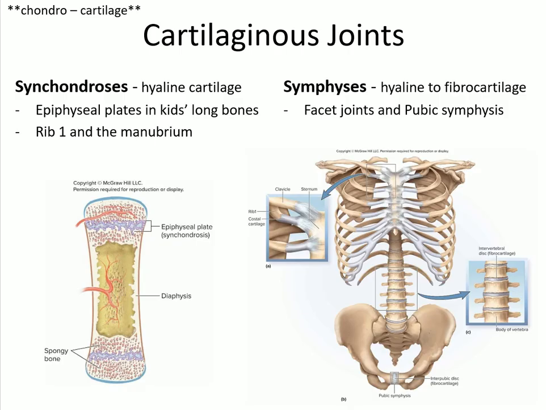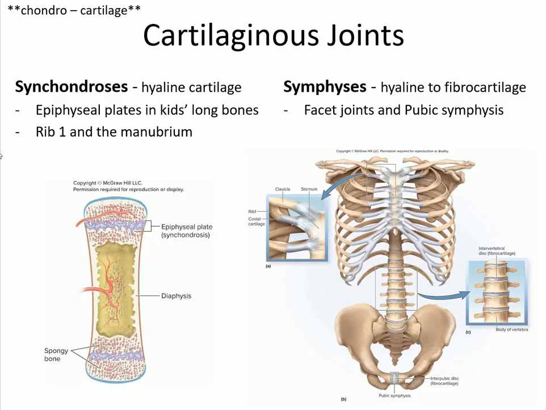synchondroses, so hyaline cartilage. So this is in the epiphyseal plates. So remember, those are our growth plates in kids' long bones. So right here, growth plate right there, growth plate right there. That's hyaline cartilage. It's also going to be between rib number 1 and the manubrium of the sternum.